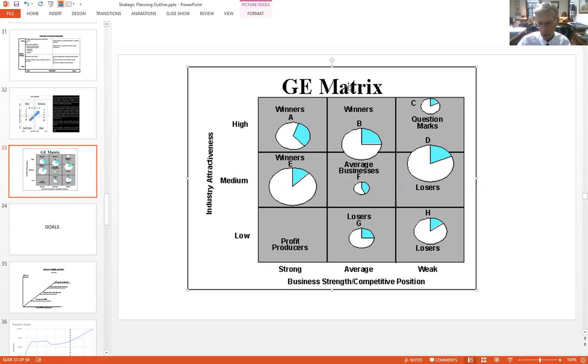I borrowed this from a website, so I can't change the title, but it's not the GE matrix, it's the GE multi-factor matrix, or the GE McKinsey matrix. It was devised by a team of strategic planners at GE with the assistance of consultants from the firm McKinsey & Company. So the proper name is the GE McKinsey multi-factor matrix. And what's neat about it is that you have such flexibility in its use.